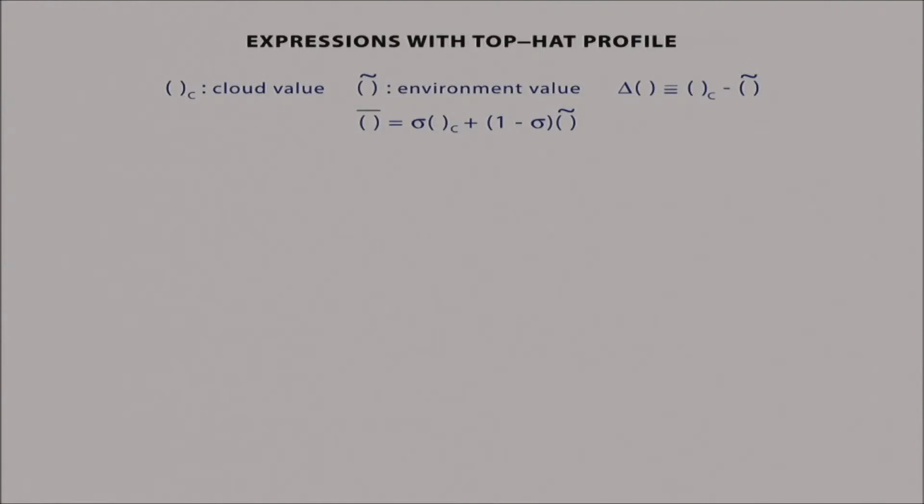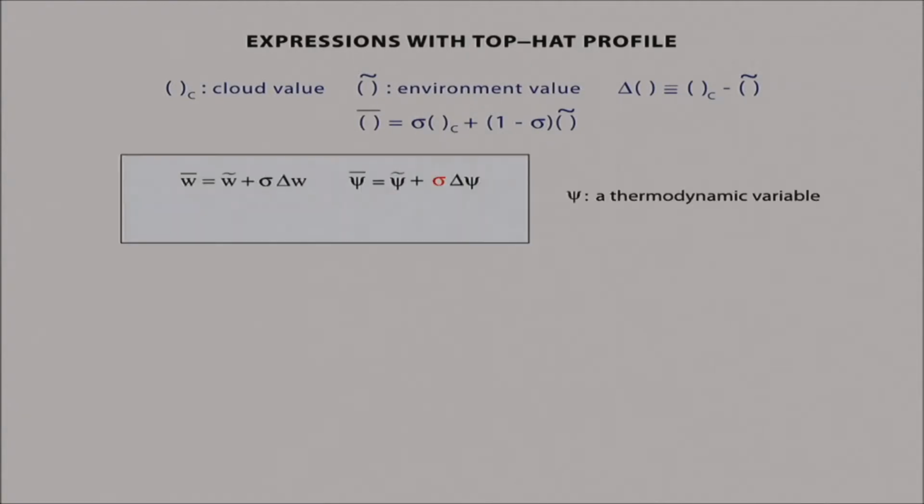So here we discuss some notation of this analysis. We know that C means the cloud value, and the big delta here is the cloud-environment difference. This is very important in our later discussion. The bar means sigma multiplied by C_c plus 1 minus sigma times the environment, so this is the cloudy part average plus the environment average. Based on that, we have our vertical velocity separated in this form, the environment plus the cloud part.